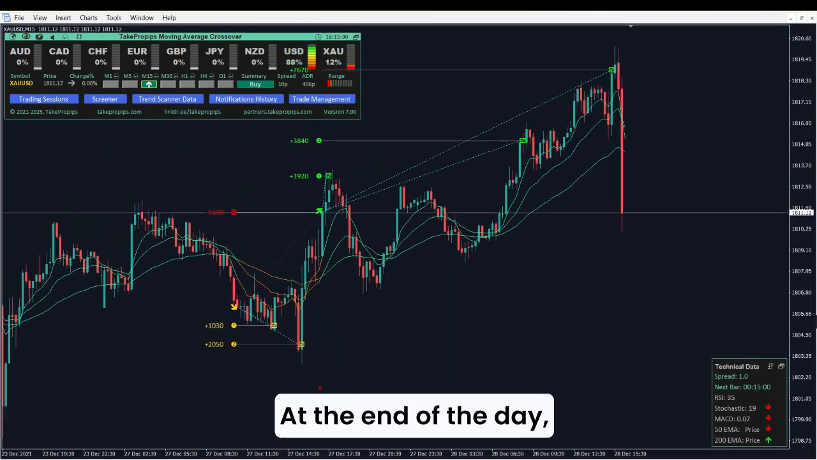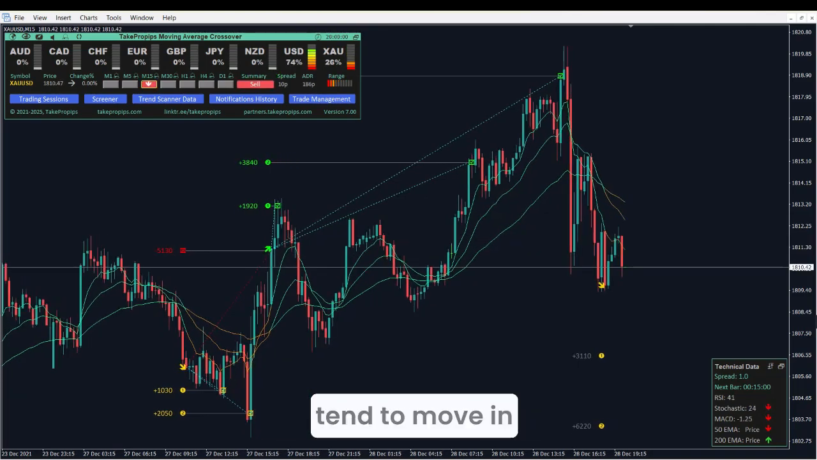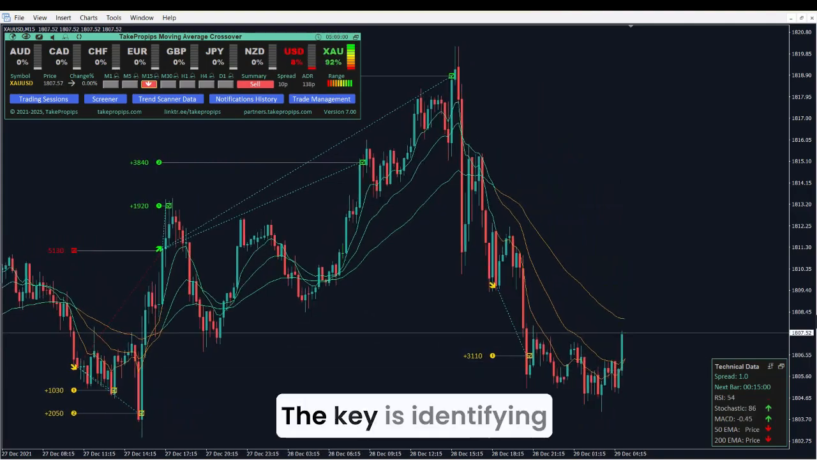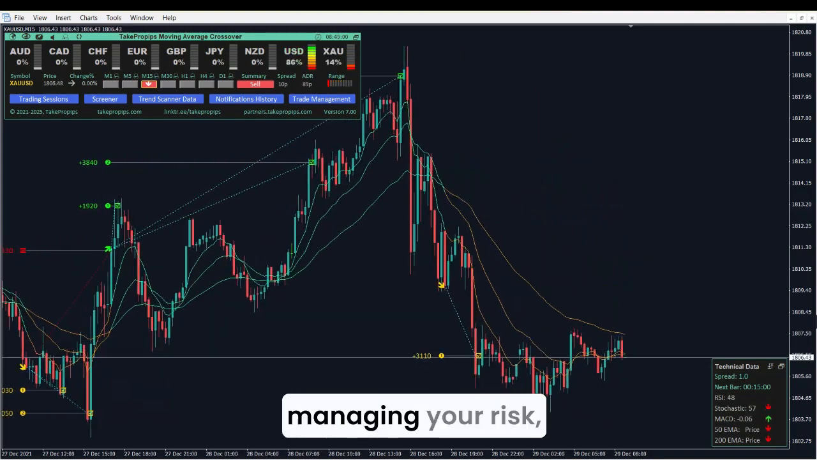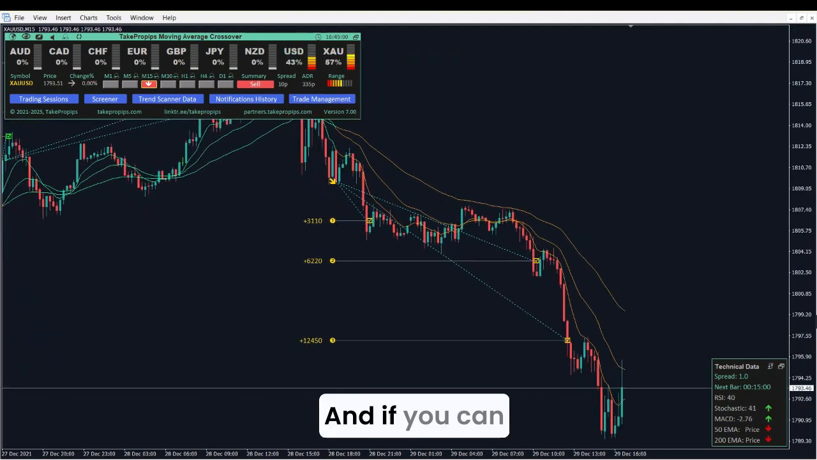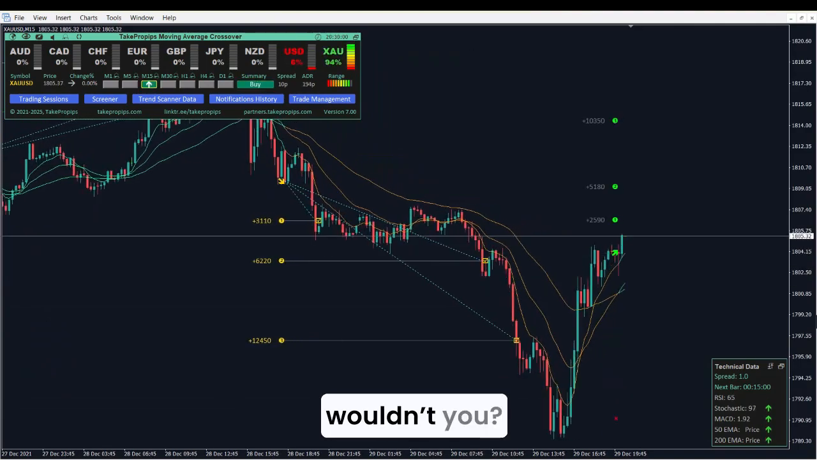At the end of the day, trend following works because markets tend to move in trends more than they move in chop. The key is identifying it early, managing your risk, and staying in the move without getting shaken out. And if you can automate that process, why wouldn't you?